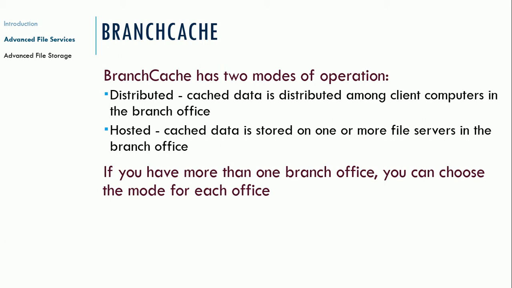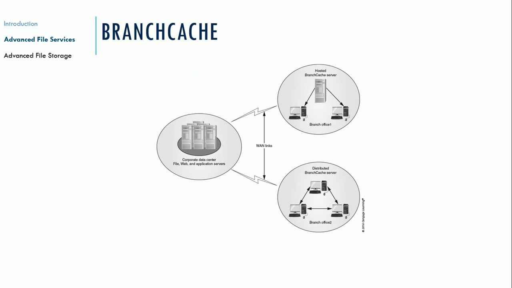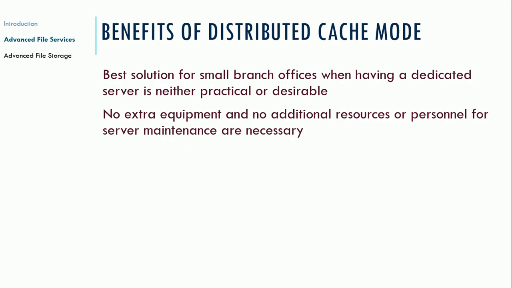And then hosted mode is where you have a centralized server at the branch office that hosts the files centrally, as opposed to them being distributed across all the computers. So those are the two modes of operation. You can only use one at a time at each branch office. So once you choose one of those modes of operation, you have to continue using that mode at that particular location. So here you can see we have one branch office on the bottom that's using distributed mode, and the branch office at the top is using the hosted mode.